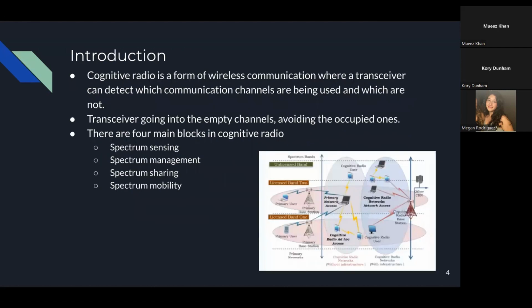Here's our introduction. Cognitive radio is a form of wireless communication where a transceiver can detect which communication channels are being used and which are not, with the transceiver going into the empty channels and avoiding the occupied ones. There are four main blocks in cognitive radio: spectrum sensing, spectrum management, spectrum sharing, and spectrum mobility.